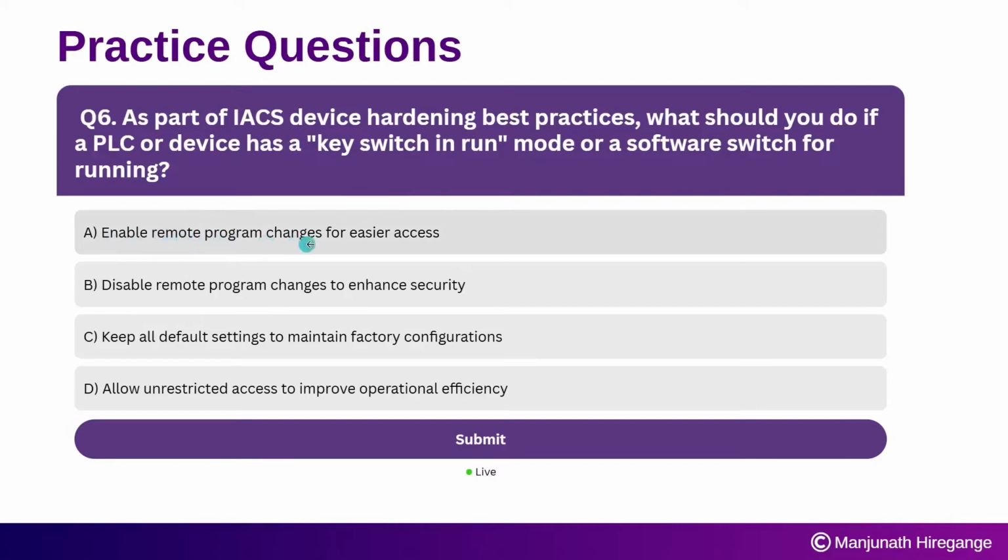Option A, enable remote program changes for easier access. Option B, disable remote program changes to enhance security. Option C, keep all default settings to maintain factory configurations. Option D, allow unrestricted access to improve operational efficiency.